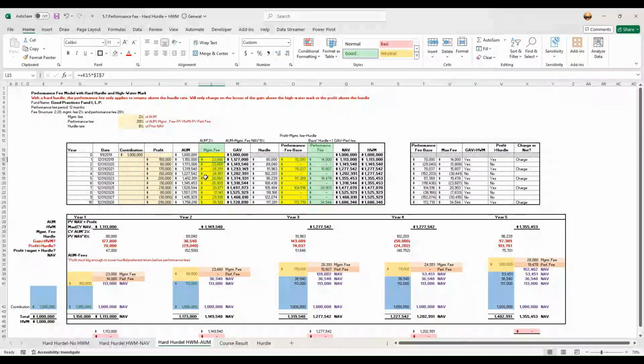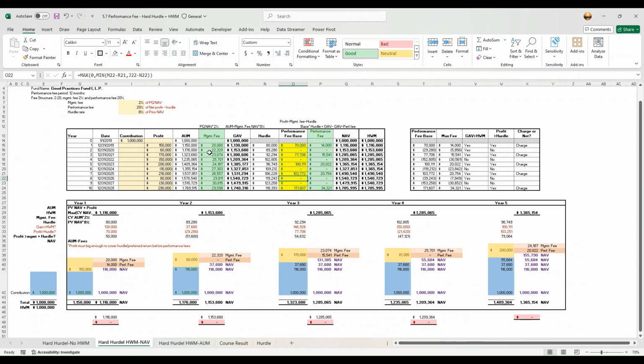Now we're going to change our model a little bit before we move to the soft hurdle model. For the management fee, in the prior model, we have it based on the NAV. So here, we're going to change it a little bit to be based on AUM. As we mentioned earlier, the management fee could be based on commitment, AUM, or NAV. So here, we just change a little bit. And then we can tell there's a slight difference after we change the management fee base.